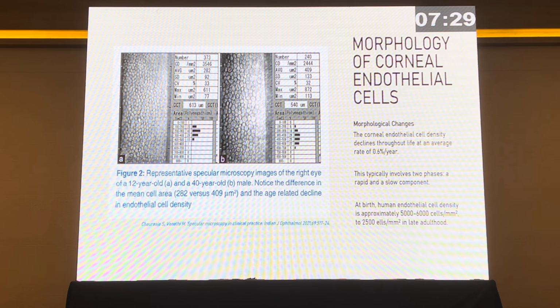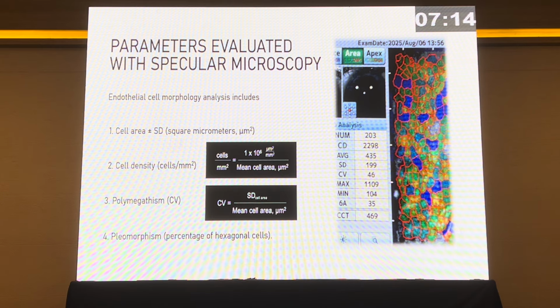The corneal endothelial cell density declines through life at an average rate of 0.6% per year. At birth the human endothelial cell density is around 5,000 to 6,000, and by adulthood it will be around 2,500. Right, now these are the parameters we usually study and look at in the specular.